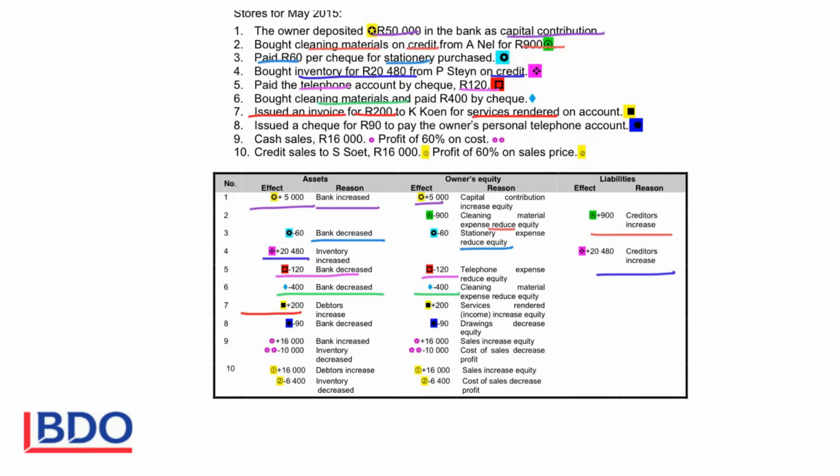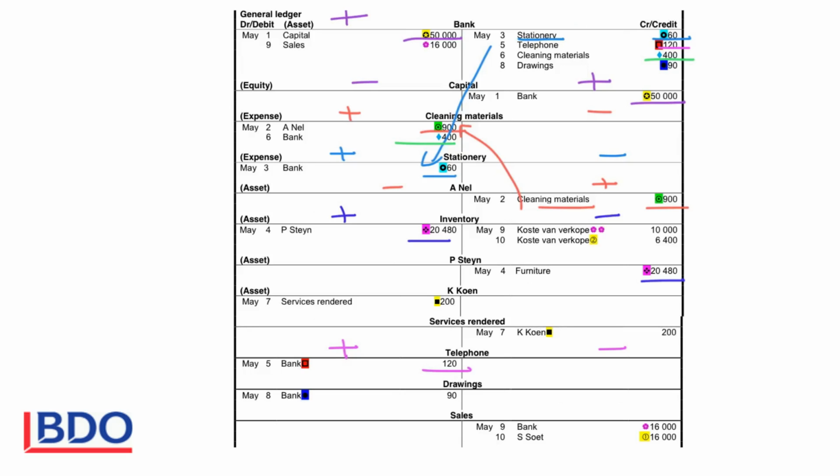Debtors is an asset, so my assets will increase. Services rendered is an income because we rendered the service to someone else. Income increases my profits, so my equity will increase. Kun's account will be debited because he's a debtor. He owes us the money, so he's an asset.